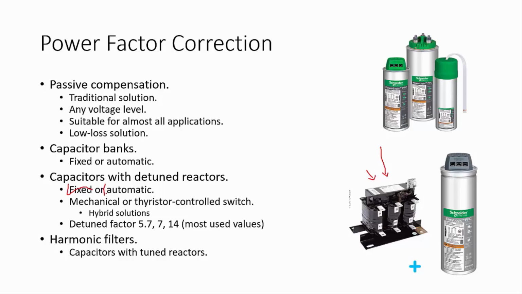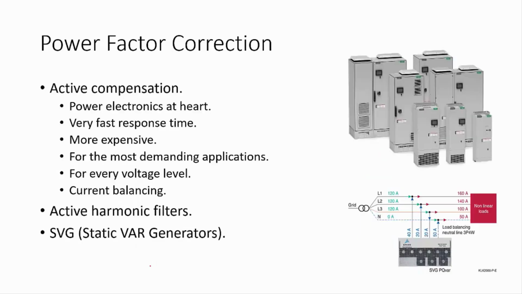Now, when you're going to buy a capacitor bank that has detuned reactors, you may find that the detune factor is 5.7, it's 7, it's 14. So there are a lot of options to choose from, and the manufacturer will not always be clear as to where you can or can't use them. But that's what this webinar is for. So there are also harmonic filters, which are composed of capacitors with not detuned but tuned reactors, which are made on purpose to absorb a lot of harmonic content. Now, it's not always very common to see these, but they do exist.